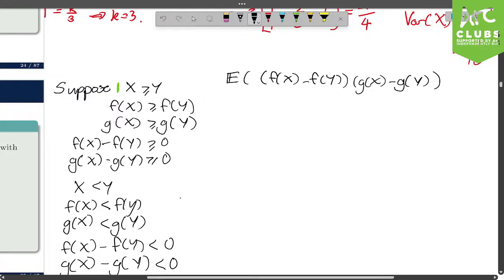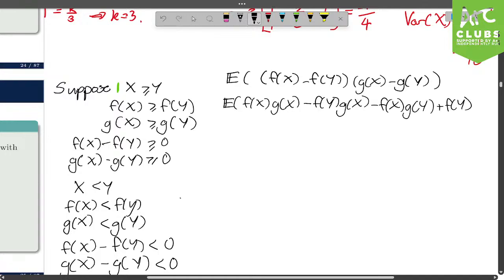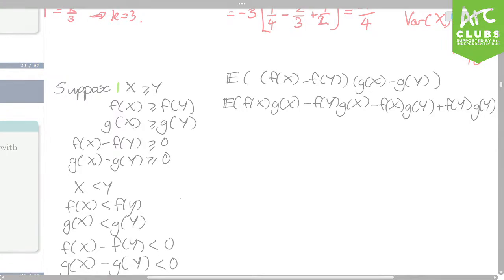And I'm going to expand this. What I end up getting is the expectation value of fx gx minus fy gx minus fx gy plus fy gy. I've just taken that expression and expanded inside the brackets.